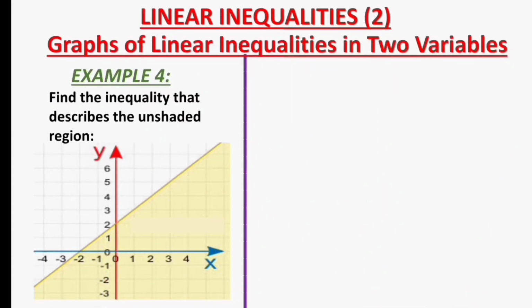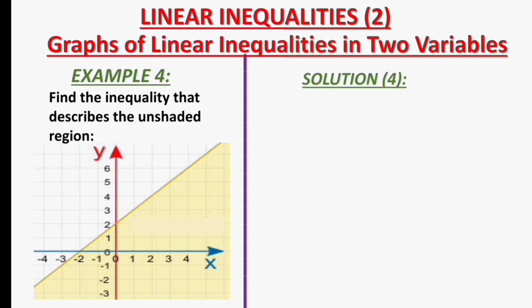Let's see our fourth example for graphs of linear inequalities in two variables. Example 4. Find the inequality that describes the unshaded region in the linear graph displayed here. We have a solid line going through the point 2 on the y-axis and -2 on the x-axis, and the right hand side of the solid line is shaded while the left hand side of the solid line is unshaded.